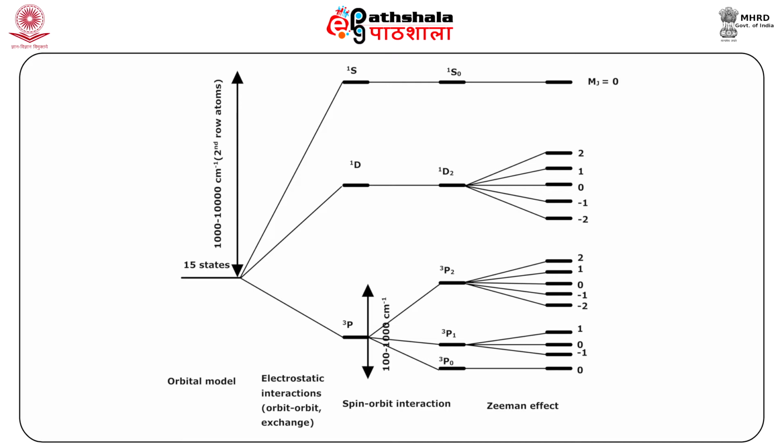It is split into 3 states, and these have mJ values -1, 0 and 1. For the 3P2 level, there are 5 states, and these are in order of increasing energy: -2, -1, 0, 1 and 2. And similarly for 1D2, there are -2, -1, 0, 1 and 2. Now each J value is associated with 2J plus 1 values of mJ, which are degenerate in the absence of an external magnetic or electric field.